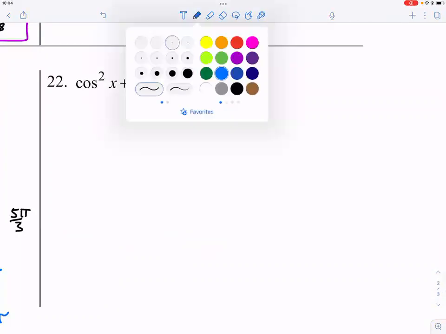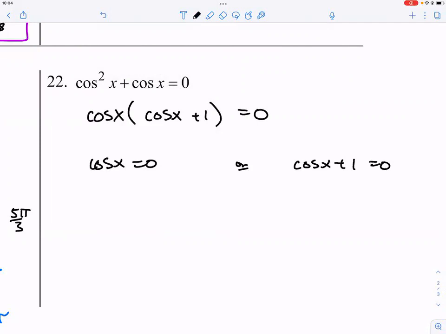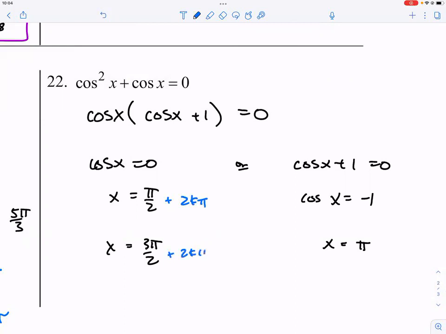For 22, you factor out the cosine of x. So you have cosine x equals 0, or cosine of x plus 1 equals 0. So x is equal to pi over 2. x is equal to 3 pi over 2. x is equal to, well, cosine x is equal to negative 1. So x is equal to pi. And then we just tag on the 2k pi afterwards.